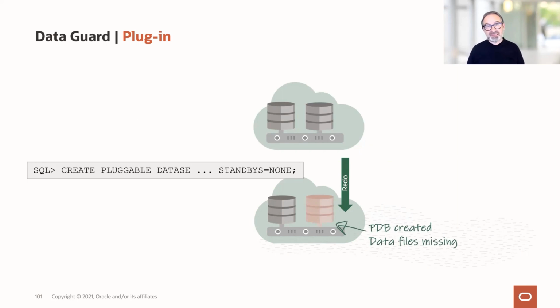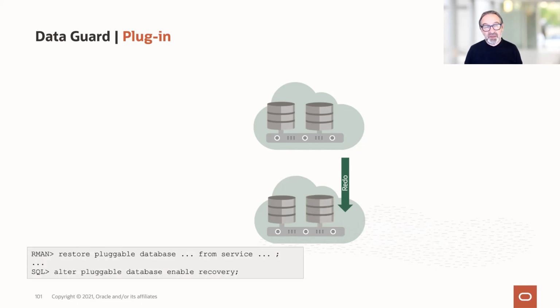This will lead on the standby side of my PDB that the PDB gets created in the dictionary, but no data files are attached to it yet. They are missing. Then I enter RMAN, and in RMAN, I do a restore pluggable database from service. And this will now restore everything needed for this pluggable database. Once the RMAN part is finished, I enter the pluggable database and do alter pluggable database enable recovery, and then it will recover everything necessary.